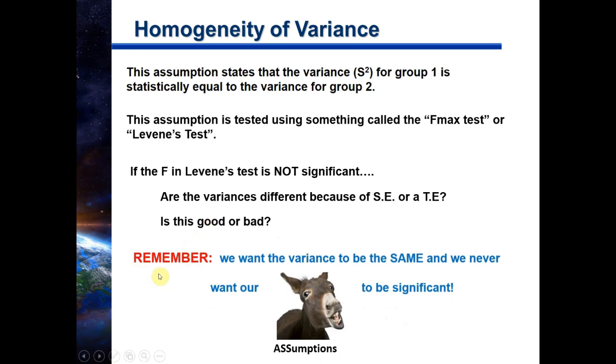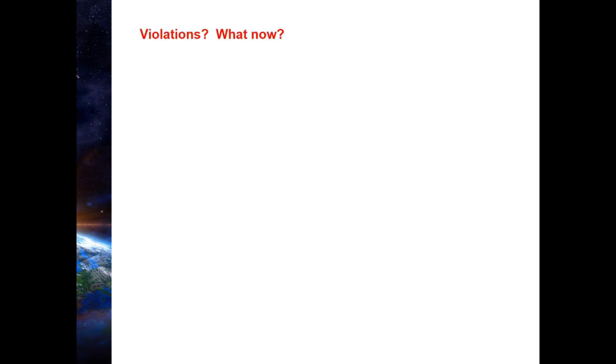And again, can't stress this enough, remember the mnemonic. We never want our ASs to be significant. If they are significant, that means we have a violation. The assumption does not hold true. There's been a violation, all right? And that is a problem. Well, it can be a problem. So let's look at what happens if we have a violation.